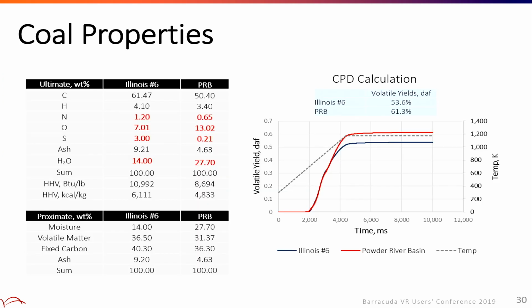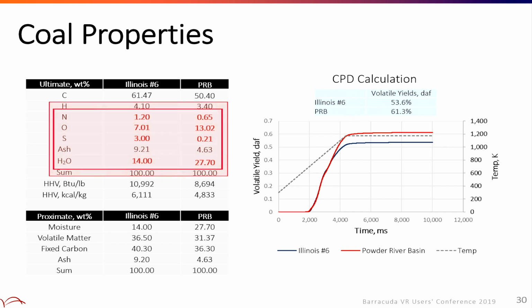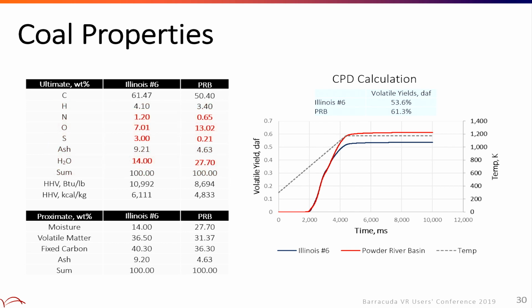For coal properties, we look at the Illinois number 6. This is a high volatile bituminous coal, and PRB is a subbituminous coal. Subbituminous coal is a little bit younger coal than the bituminous coal. Nitrogen is different, 1.2, 0.65. Oxygen is also a little bit higher in the PRB coal. And the sulfur, 3%, 0.2%. That's one of the reasons people actually want to use PRB coal for their system. And the moisture level is a little bit higher, and the heating value is a little lower.